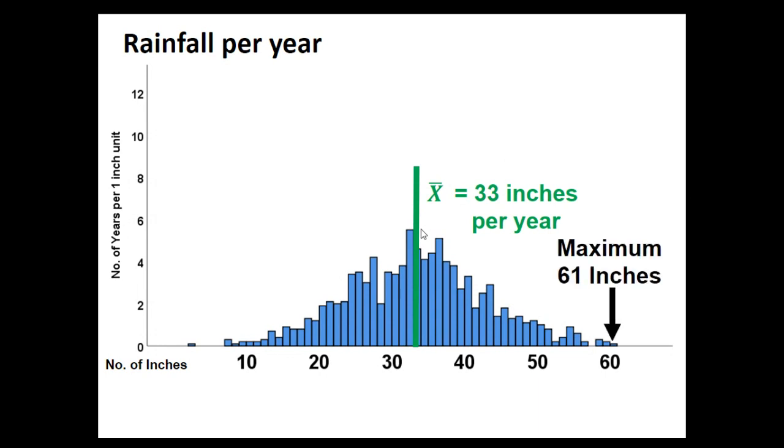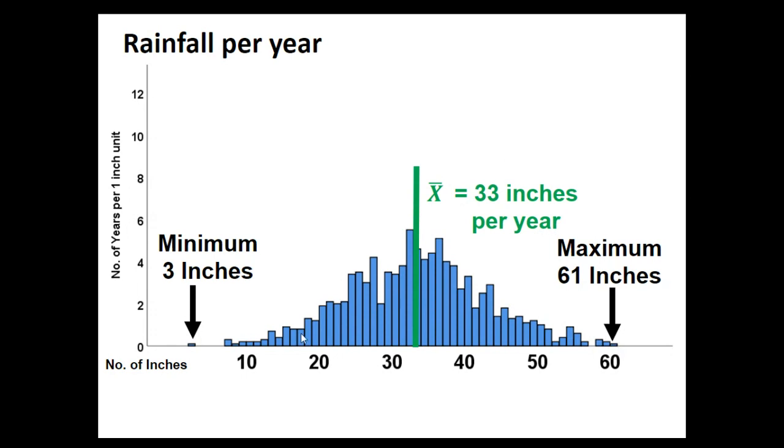Now, if we look at this, we can see that the maximum rainfall in this place was about 61 inches. There was 1 year over here on the right that they had 60 inches of rain, or 61. So that's a lot of rain. There's probably a lot of flooding that year.